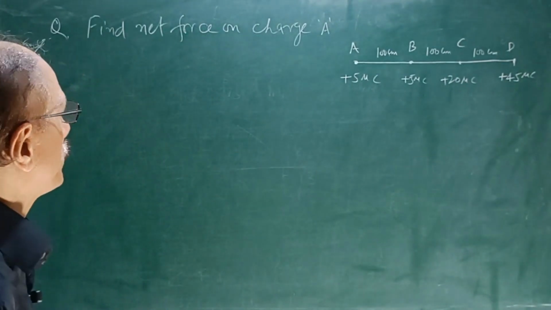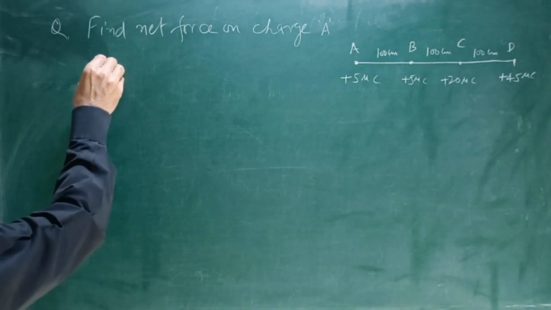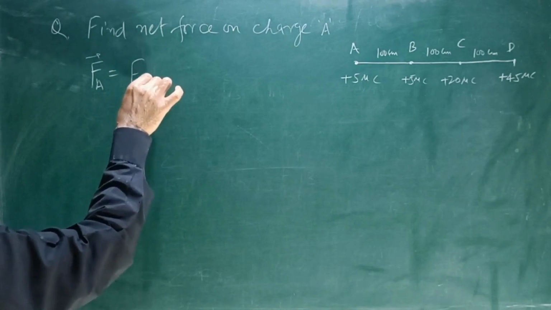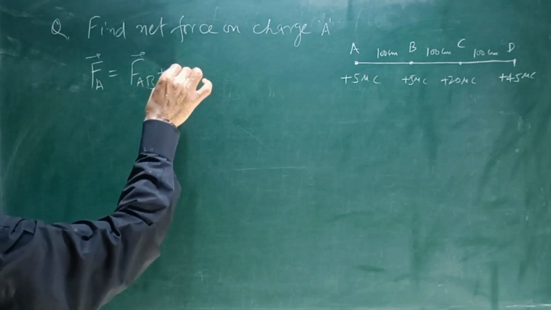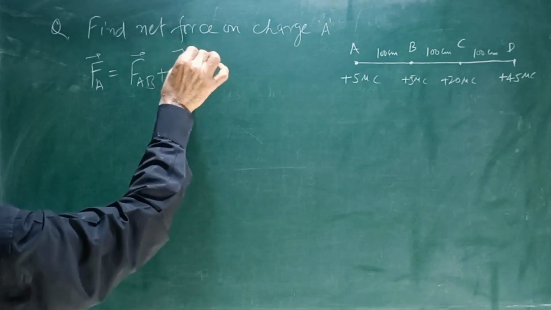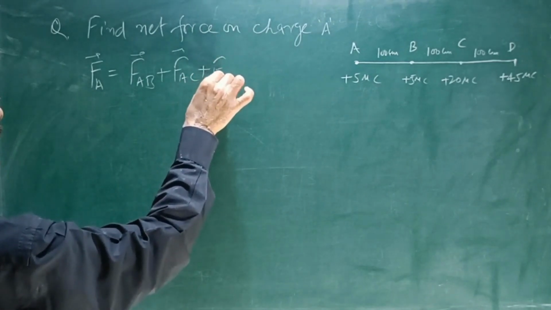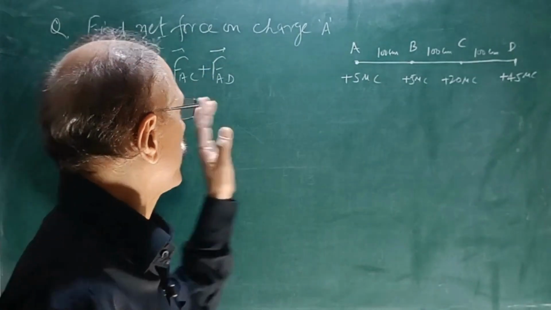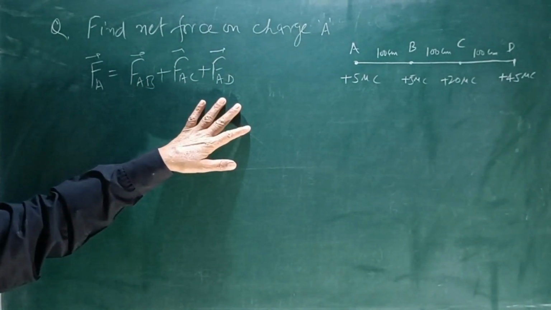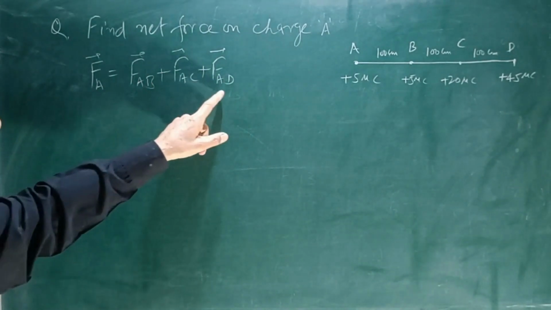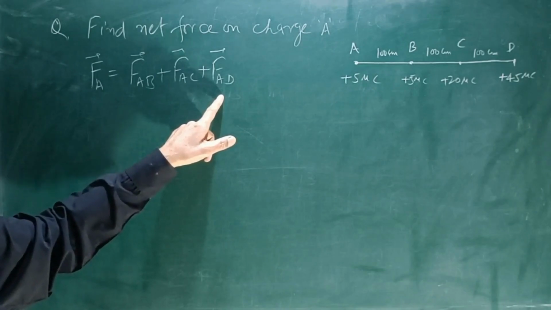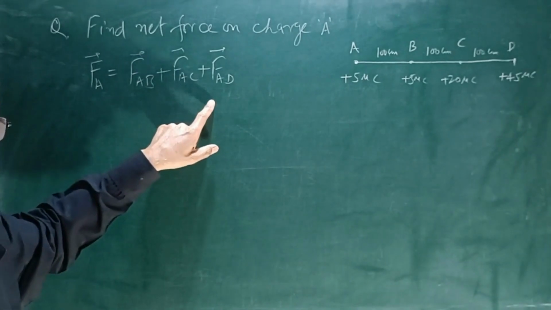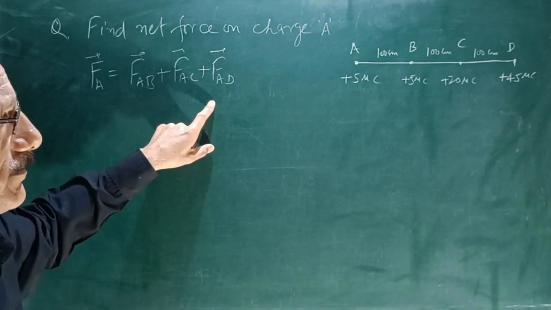So according to the superposition principle, what will be the force on A? That will be the force on A due to B plus force on A due to C plus force on A due to D, and no more charges there. So net force will be this much. Now this is the vector sum, so unless you find out the directions of these forces, we cannot add them.